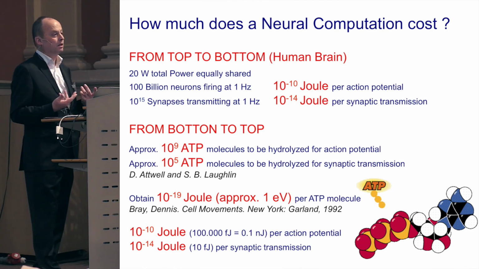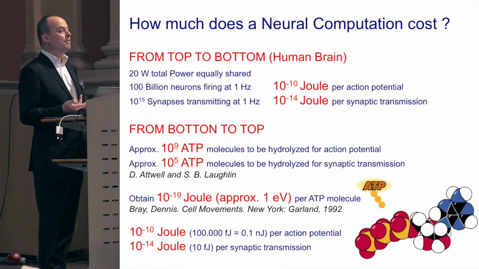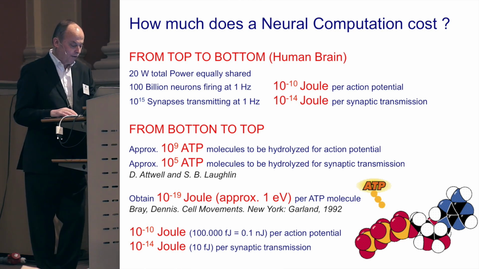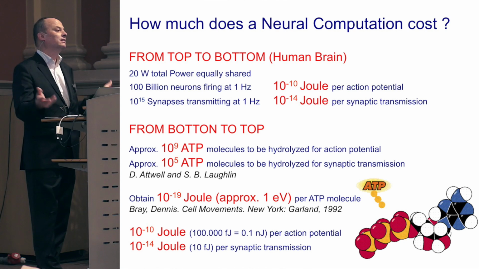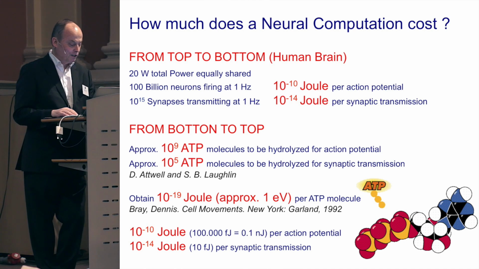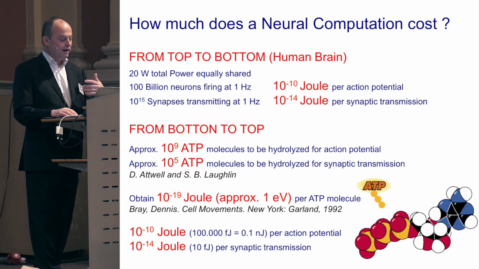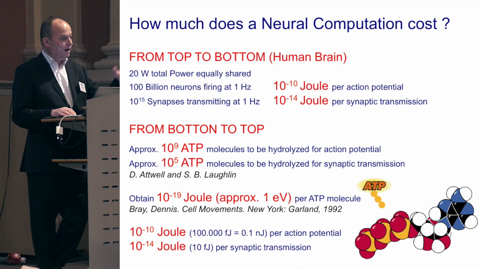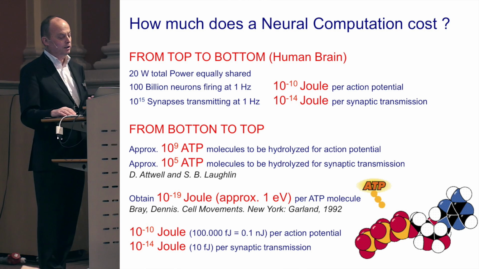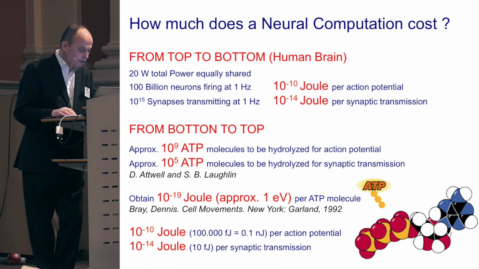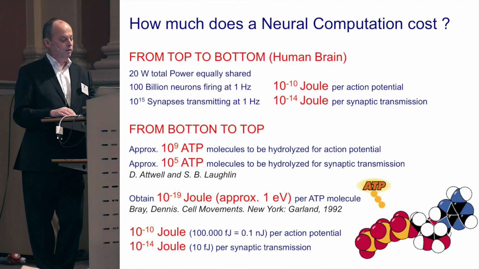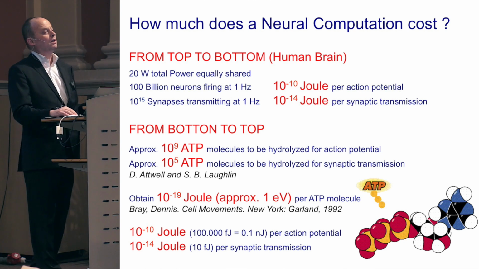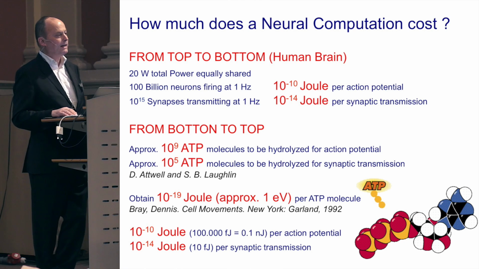You can do it also bottom up, which is probably more interesting. Where does the energy come from in the brain? It's hydrolysis of ATP molecules, and we know exactly how much energy we get from an ATP molecule, it's not surprising that it is an electron volt. That's the scale of energy in molecular physics. And so you multiply that with the brain activity, and we know how much you pay for an action potential and a synaptic transmission in terms of ATP molecules. It's interesting. It's about 10 to the 5 or 10 to the 9 for both of them. And then you end up with the same number. So we basically understand that these numbers make sense in biology.